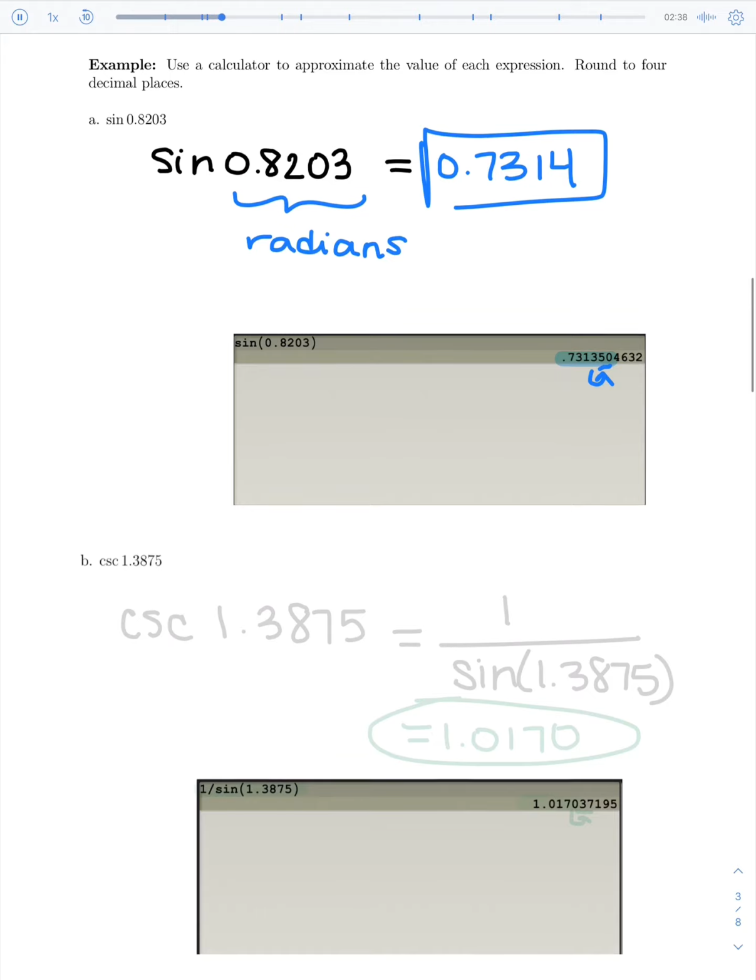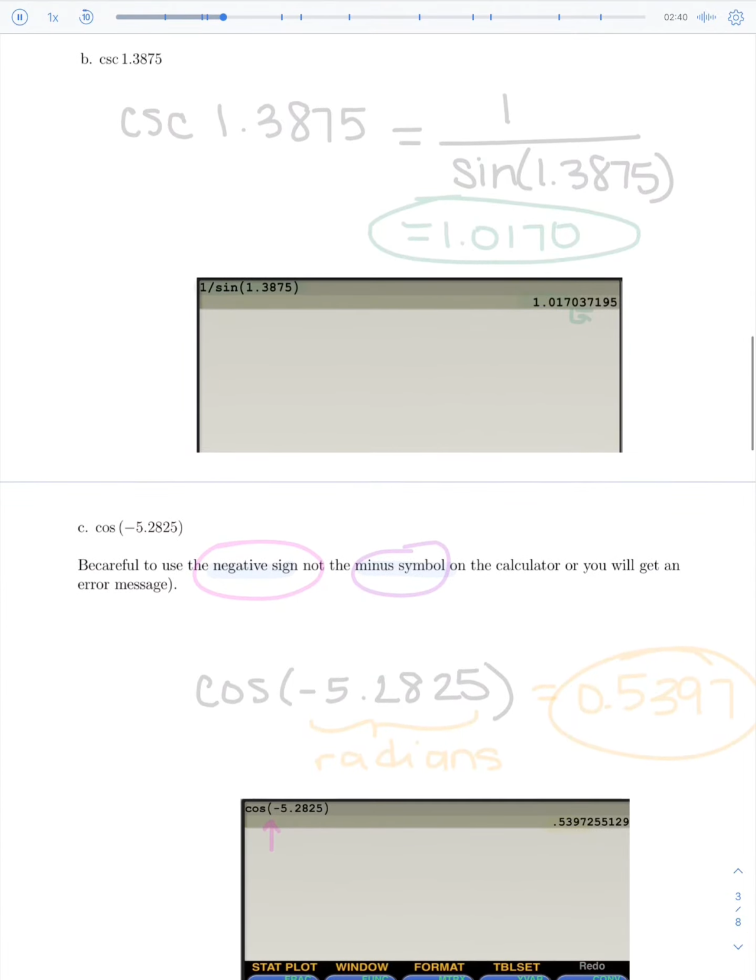The next one, cosecant. On the next one, we have cosecant of 1.3875. As a reminder, there is no cosecant button on our calculator, so we have to use its reciprocal, which is 1 over. So cosecant is the same as 1 over what? Well, cosecant is the reciprocal of sine, so it'll be 1 over sine of whatever value it is, which is 1.3875.